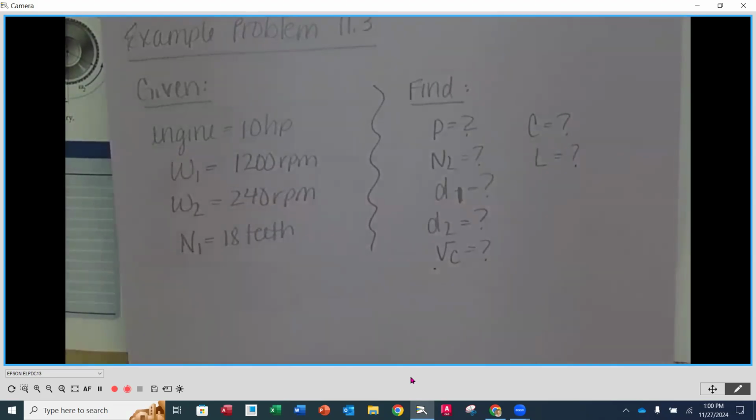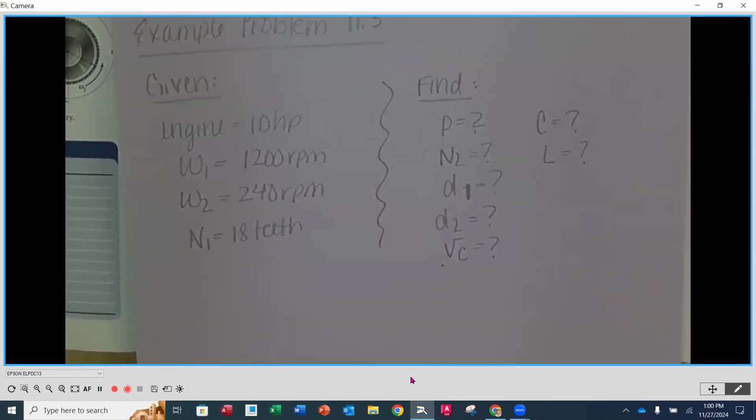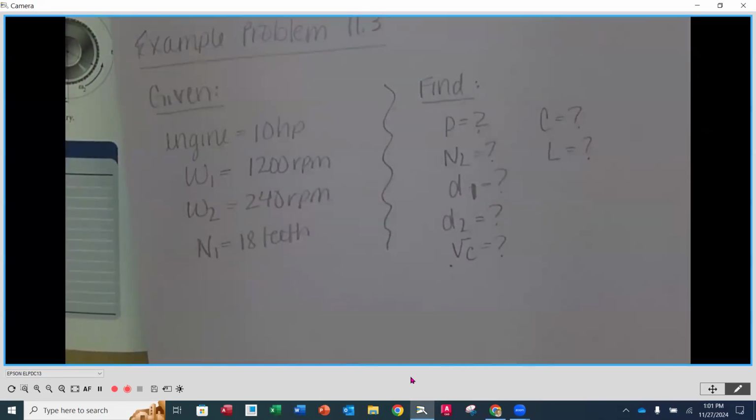So as we look at the problem, they gave us the engine having 10 horsepower. They also told us that the engine is going to be rotating at 1200 RPM. That is the driver, so W1 is 1200 RPM. It tells us that the chipper must rotate at 240 RPM, so W2 is 240 RPM. And then they also told us that the number of teeth on the sprocket that's attached to the engine, the driver N1, is equal to 18 teeth.